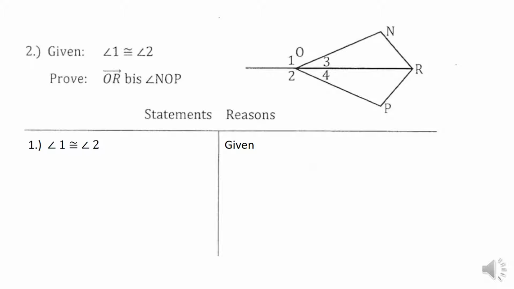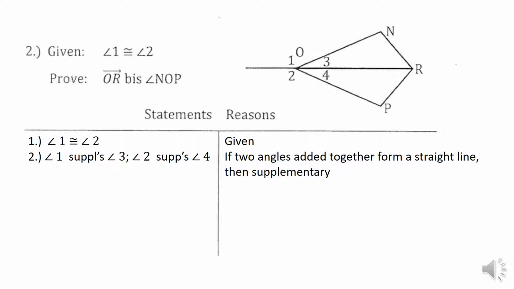Alright, if a ray cuts a large angle into two congruent smaller angles, then it bisects that angle. So that's what we really need to show, that angle 3 is congruent to angle 4. Now we can tell that angle 1 is supplementary to angle 3, and that angle 2 is supplementary to angle 4. And what's the reason for that? Well, if two angles added together form a straight line, then we know that they are supplementary. So we're pretty much done with this proof at this point.